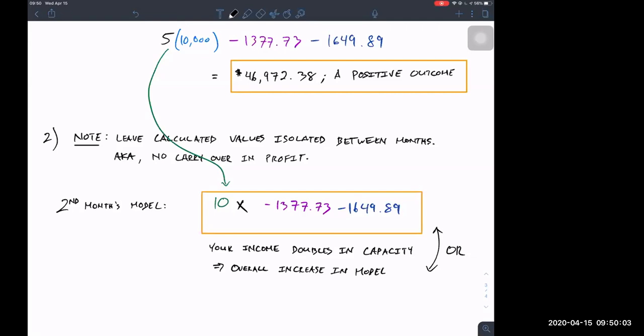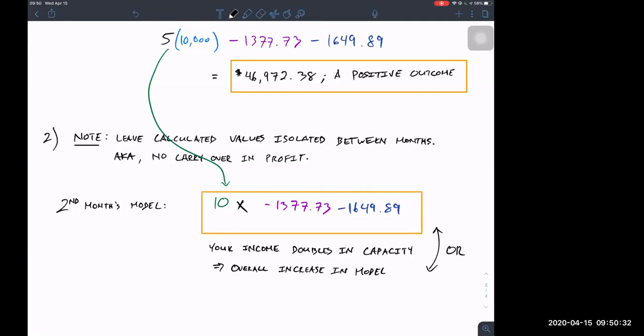You're not saying that you're going to double money. It's that your income doubles in capacity, right? And then you're not going to say that you have an increase of automatic money, because that's assuming you're always going to make money, which you want to, of course. However, you can't assume that, because it's real life and all that fun stuff. But you can say that it's an overall increase in the model structure, because you had 5x and now you're at 10x. And the constants stay the same. So that's not changing either.